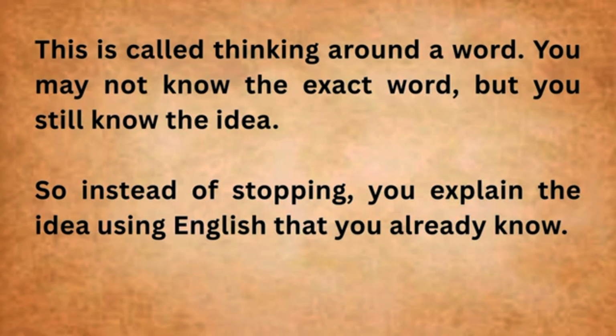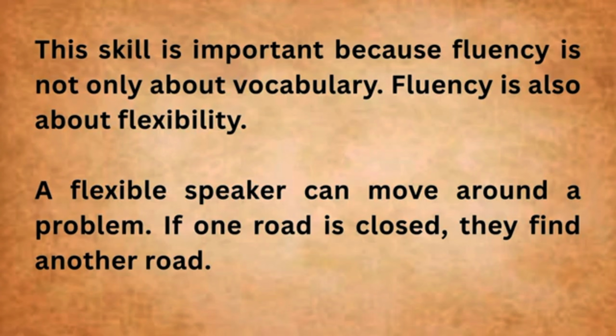This is called thinking around a word. You may not know the exact word, but you still know the idea. So instead of stopping, you explain the idea using English that you already know. This skill is important because fluency is not only about vocabulary. Fluency is also about flexibility. A flexible speaker can move around a problem. If one road is closed, they find another road.